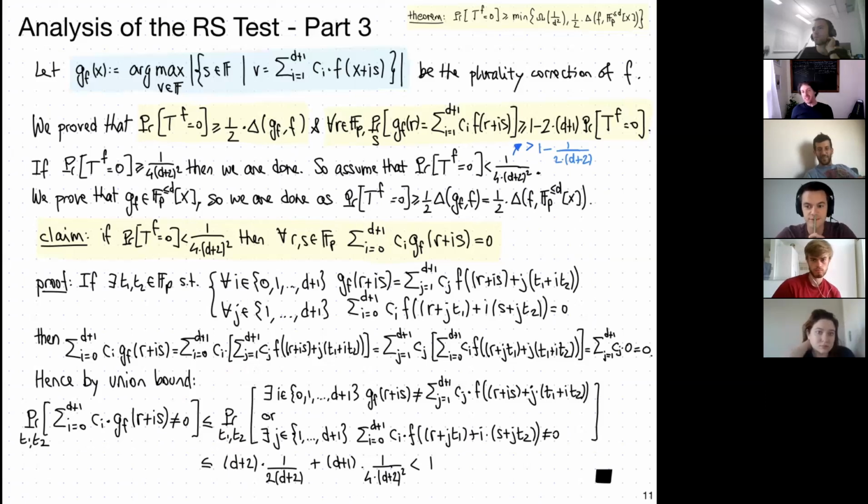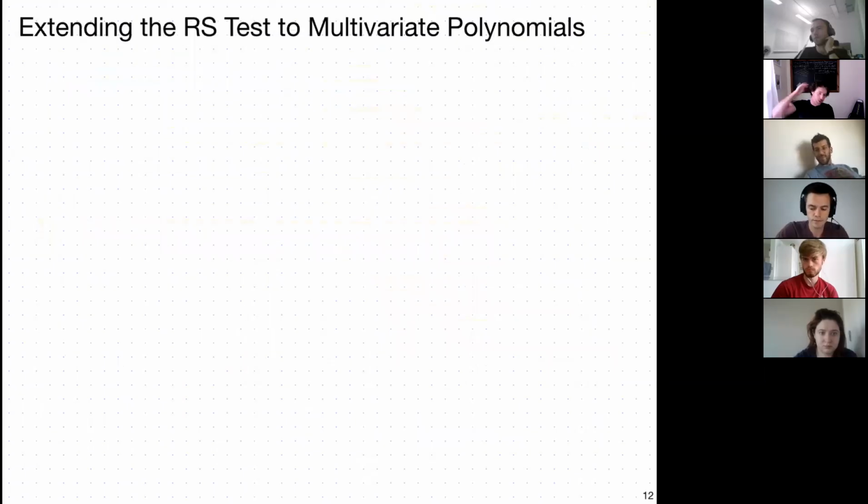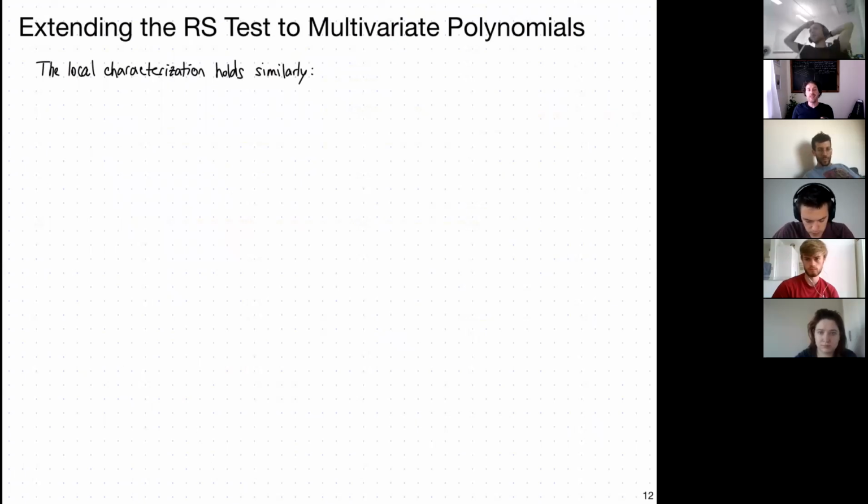Okay, so hopefully that wasn't too much of a pain. And let me conclude with something interesting, which is that so far we just have a test for the univariate case, which doesn't achieve what we wanted to get. So let's actually reap what we saw, and extend it into the multivariate setting. The point is that the local characterization in the multi-dimensional case holds exactly analogously.